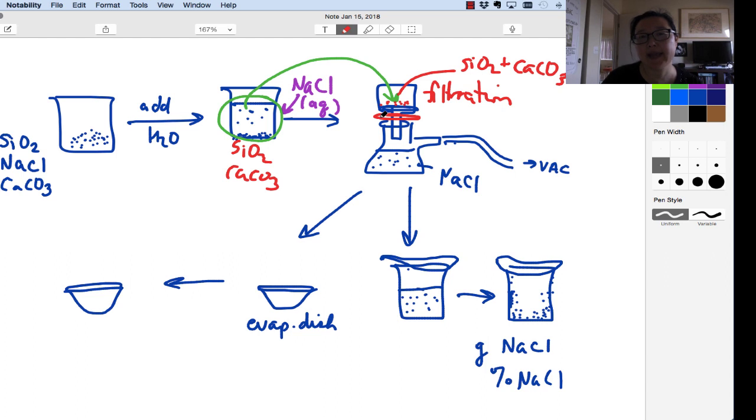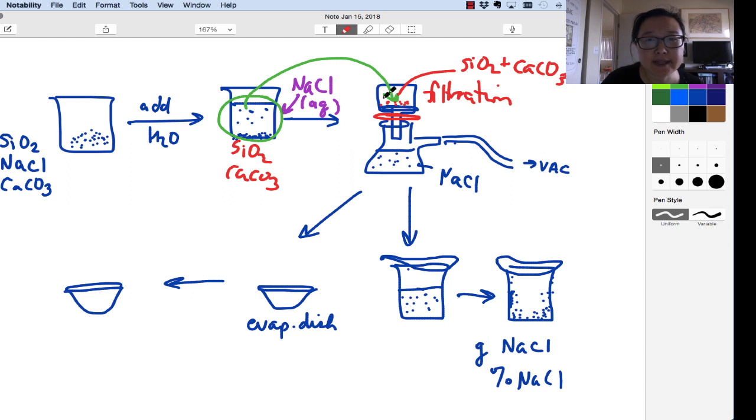So I'm going to use that and react away all the CaCO3 into different substances, and then take that silicon dioxide that's left, and that will be my second component. So what I'll do is, remember I took the filtrate down here, that's called a filtrate. I took it and evaporated the water away, that gave me my salt. Now up here I have the SiO2 and the CaCO3.